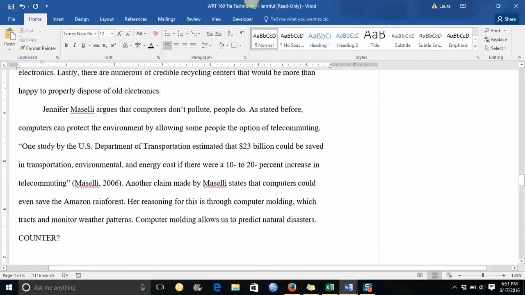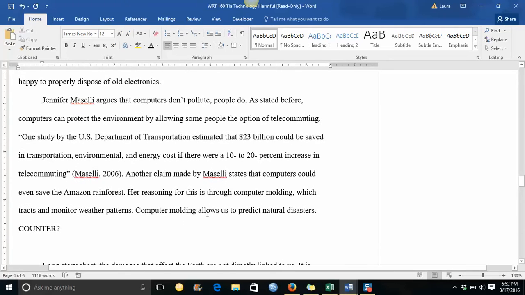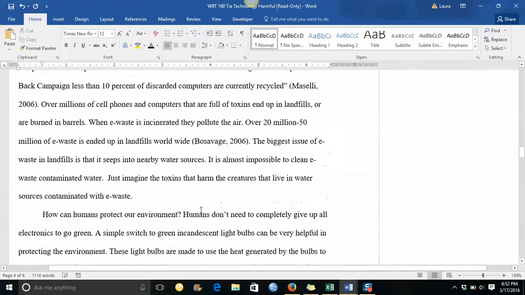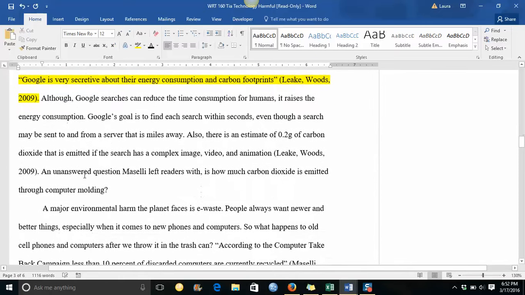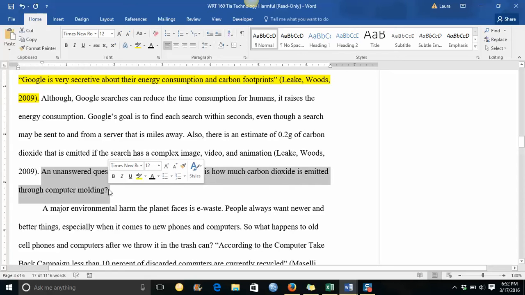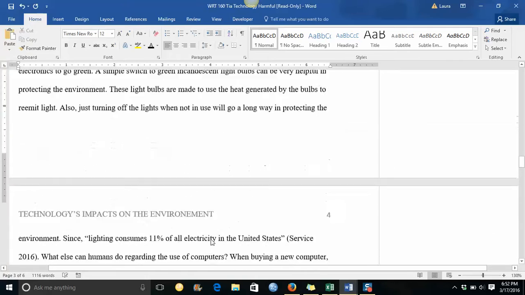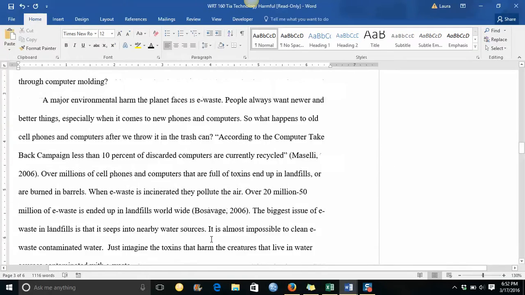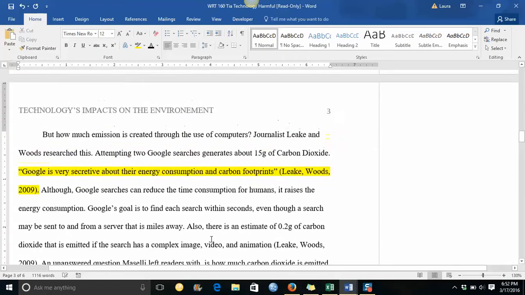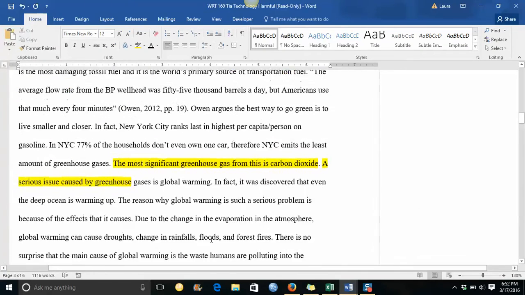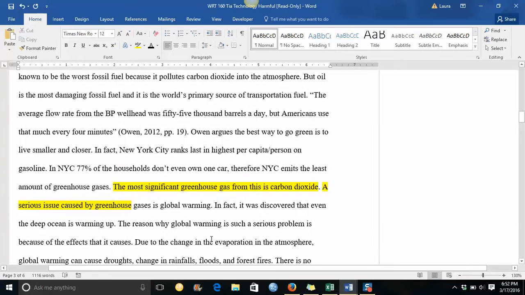And I think that one thing you might want to do in answering this particular part, the computer modeling, is use that line where you say one unanswered question Maselli left readers with is how much carbon dioxide is emitted through computer modeling. So I think this could go as a response to your counter. We don't really know how much damage it's doing. But like I said, I wouldn't rely just on computer modeling as the only part of your counter. I would look at how you can incorporate some of the other things you talk about, like e-waste or automobile usage. I think that would expand your counter.